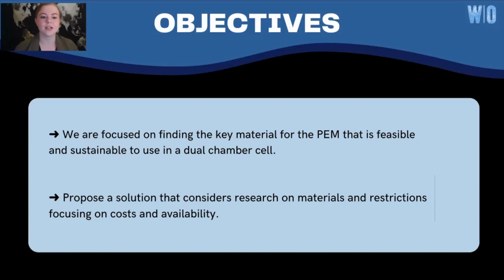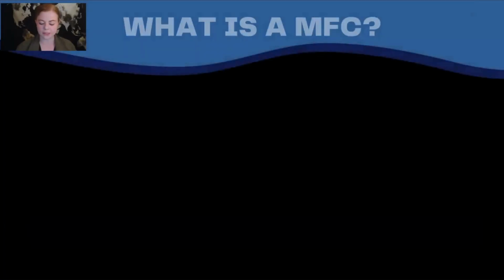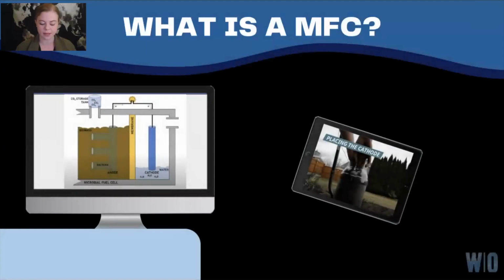Our objectives. We are focused on finding a key material for the PEM that is feasible and sustainable to use in a dual chamber cell. Also, we propose a solution that considers research on materials and restrictions, focusing on costs and availability. Our microbial fuel cell is a dual chamber fuel cell, including a cathode containing captured energy, an anode containing wastewater, and a proton exchange membrane to separate the two.